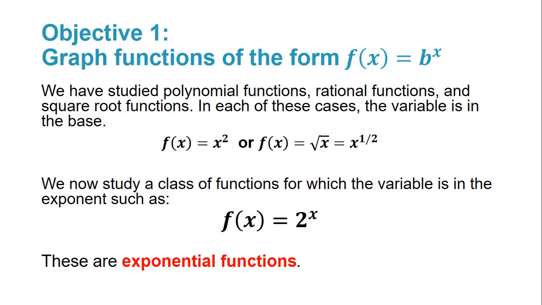So we've studied thus far polynomial functions like lines, parabolas, rational functions, 1 over x, 1 over x squared, square root functions like the square root of x. And in each of these cases, the variable was in the base, right? F of x equals x squared. The base of that exponential expression is x. F of x equals the square root of x is equivalent to x to the 1/2. So the base is the variable, even with f of x equals 1 divided by x. This is equivalent to x to the -1. So again, the base is the variable.